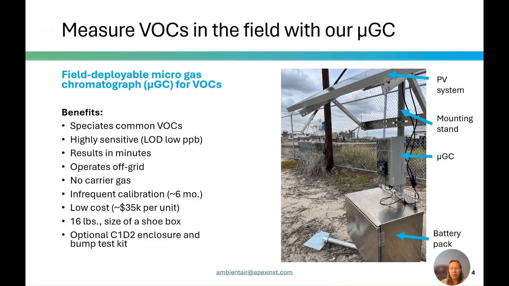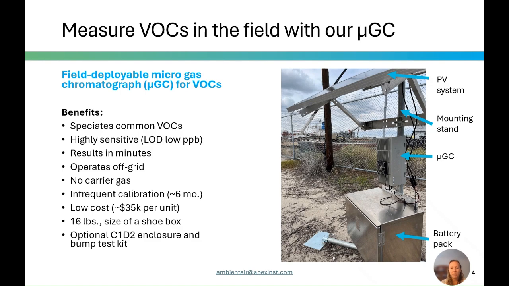The solution that our collaborators developed involves sending a portable gas chromatograph into the field and continuously monitoring for VOCs. Pictured here is our micro gas chromatograph that is being powered by solar panels and has a battery backup system. We're able to measure and speciate many common VOCs with this device with a limit of detection in the low parts per billion range.